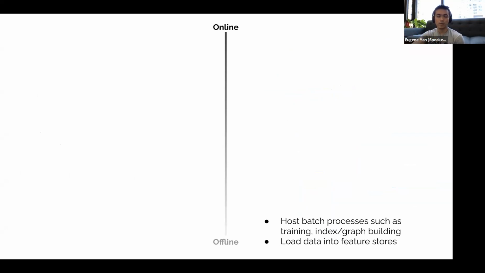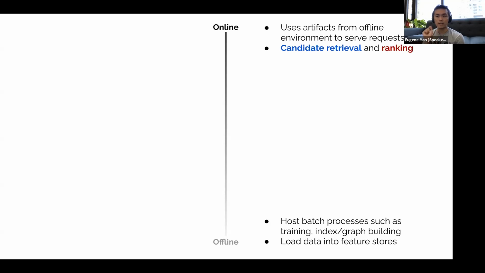So in the offline environment, our batch processes will include model training, creating embeddings for our catalog items, building our feature stores, building our indices or knowledge graphs. And then in the online environment, we use these artifacts to serve individual requests, to serve recommendations for search or anywhere else. And usually, these artifacts are loaded into memory on CPU optimized servers.